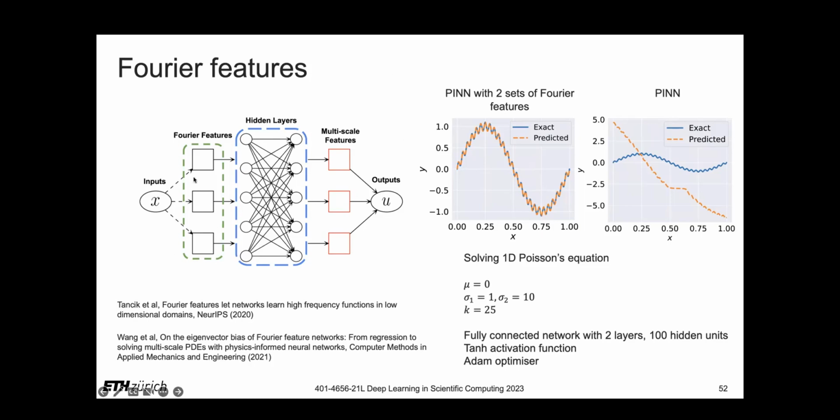These types of Fourier features actually came from computer vision and were used to model high frequency images, and they turned out to be very good at generating high frequency images rather than smoothed images.